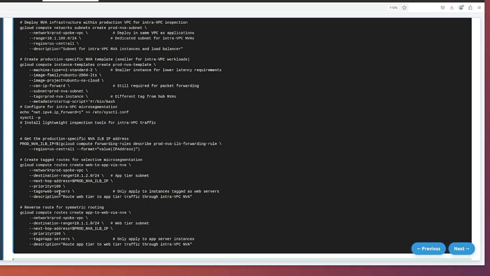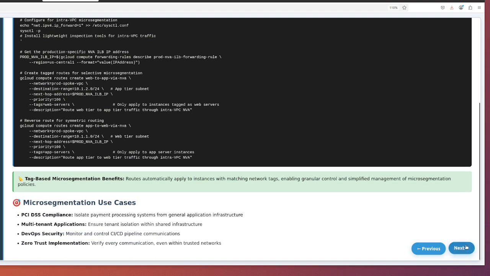The tag-based approach also simplifies management. When you deploy new web servers, you just apply the appropriate network tags, and they automatically inherit the correct routing behavior. No need to update routing tables manually. This pattern is particularly useful for compliance scenarios where you need to demonstrate that specific types of communications are always inspected, while other communications can remain uninspected for performance reasons.